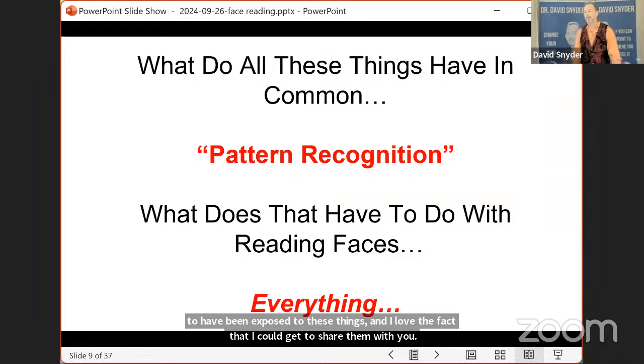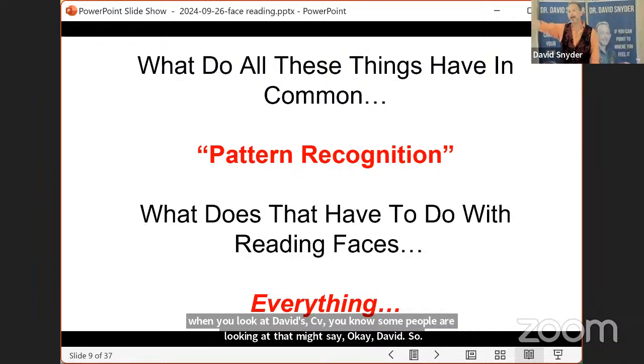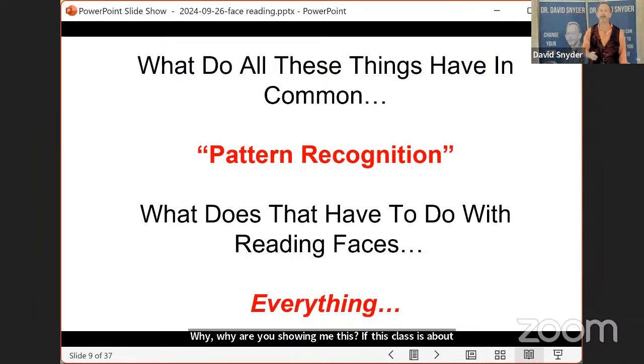When you look at David's curriculum, or David's CV, some people might say, okay, David, so why are you showing me this if this class is about face reading? It's because of what all these things have in common, and it can be summed up in two words: pattern recognition.